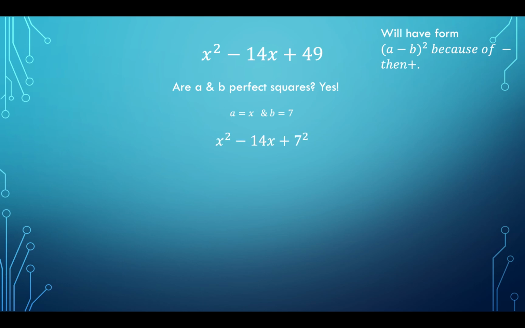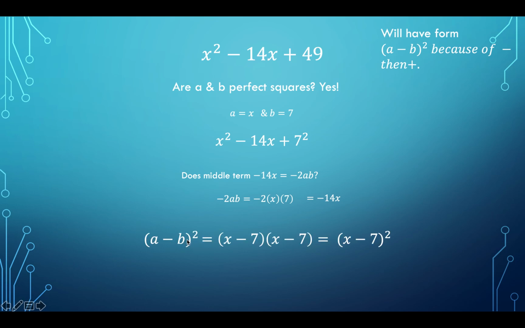So let's rewrite it using a and b instead. So x squared minus 14x plus 7 squared. And now we need to know, does the middle term negative 14x equal negative 2 times a times b? So we have negative 2 times a times b, which is equal to negative 2 times x times 7. We multiply negative 2 times 7, we get negative 14, and then times x, so we get negative 14x. Does negative 14x equal negative 14x? Yes.